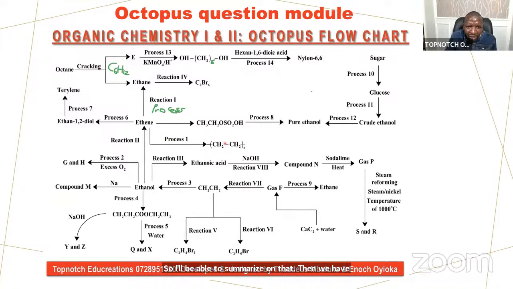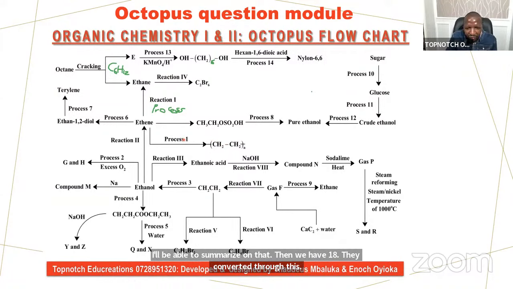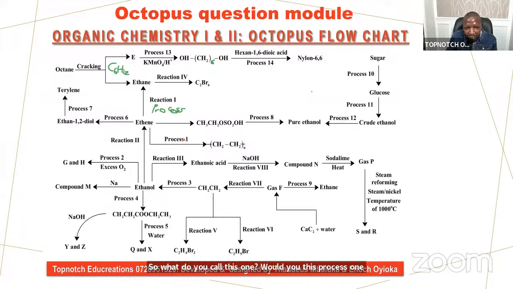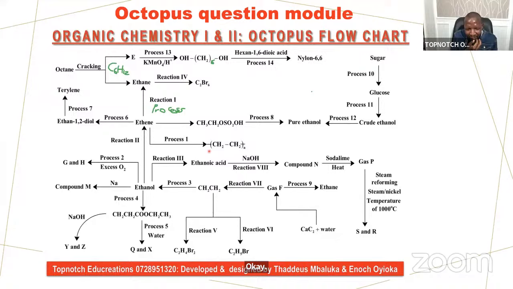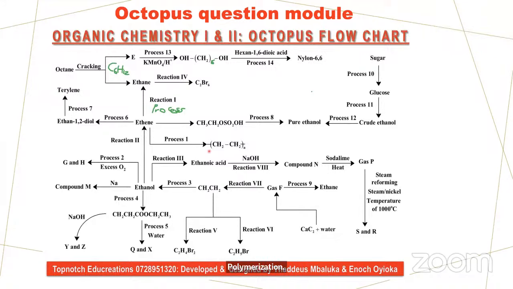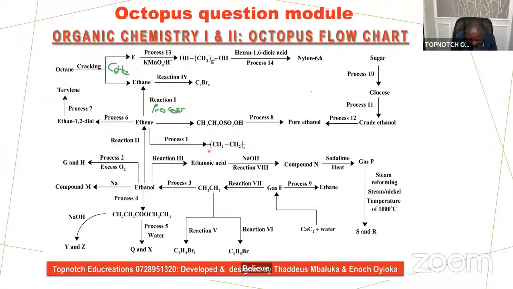Then we have ethene being converted to this. So what do you call this process, process one? Polymerization. The polymer is polyethene. Yes, it is from ethene. And of course, we require ethene molecules to be able to get that. We require hydrogen.